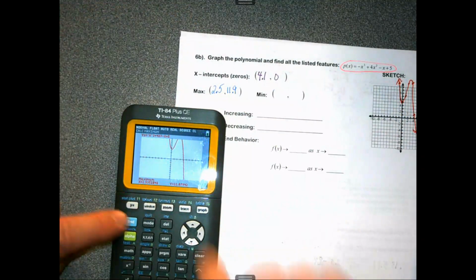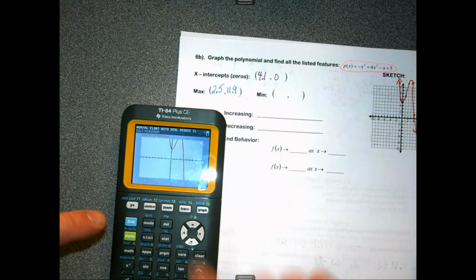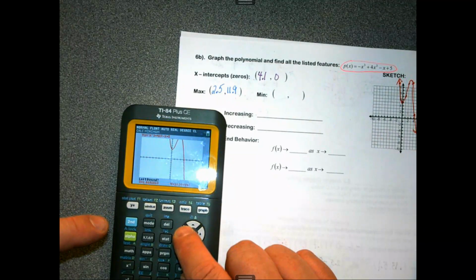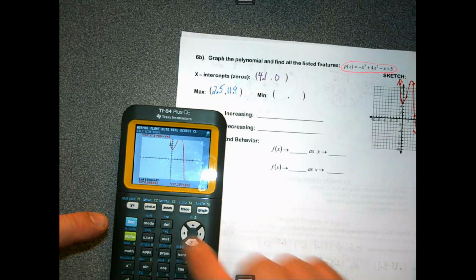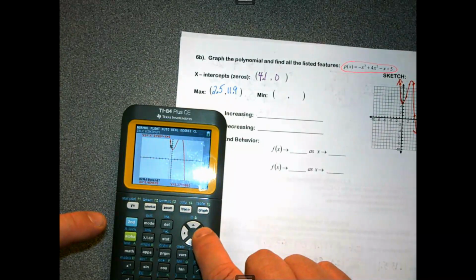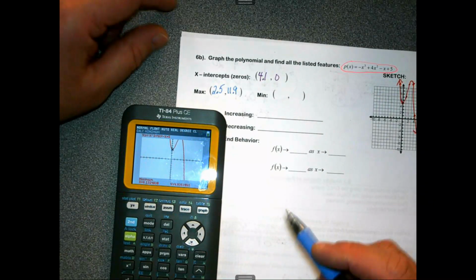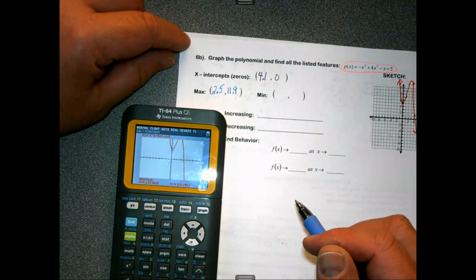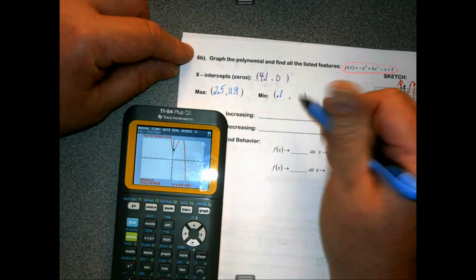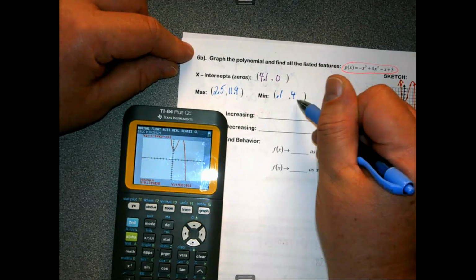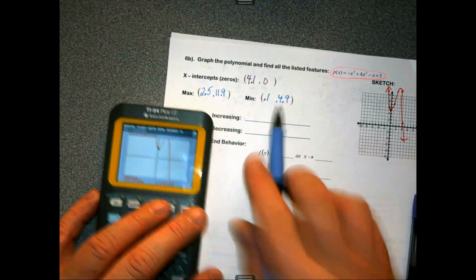My min. Let's see, where's my cursor? Oh, there it is. There's my minimum. So left bound enter, right bound enter, enter again. I get 0.1 and 4.9. All right, so it wasn't quite 5.